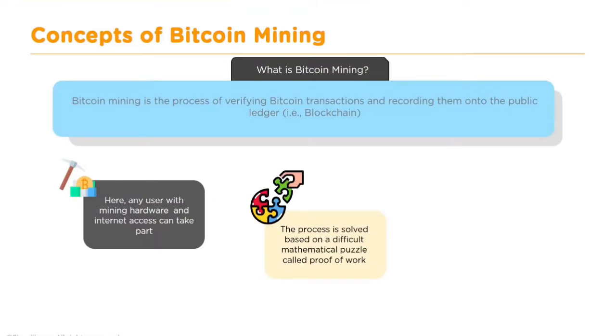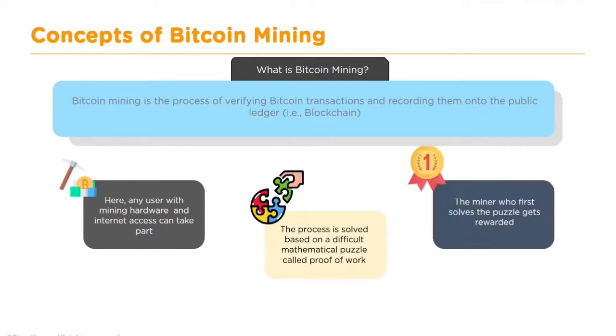The process is based on solving a difficult mathematical puzzle called proof of work. Every miner's job is to solve the mathematical puzzle called proof of work in order to validate the transaction and earn the reward. All the miners are competing amongst themselves to mine a particular transaction, and the miner who first solves the puzzle gets the reward. Users trying to solve the puzzle, as I said, are called miners. They are the participants in the network who have the necessary hardware and computing power to validate the transactions. They are called miners.